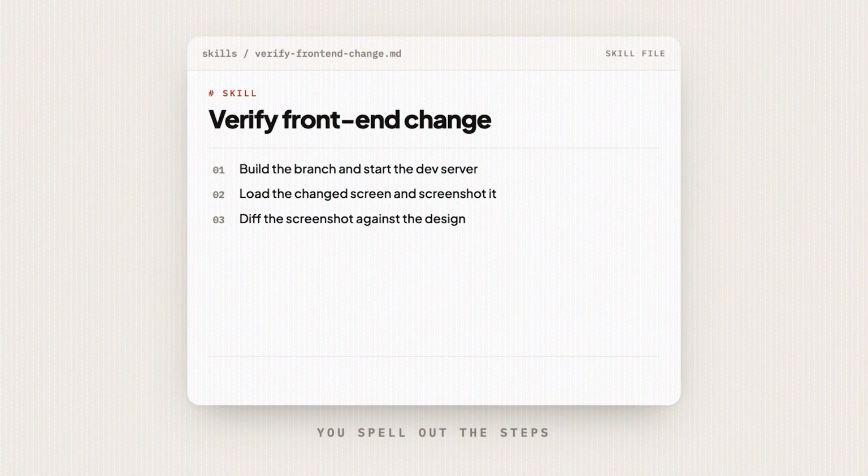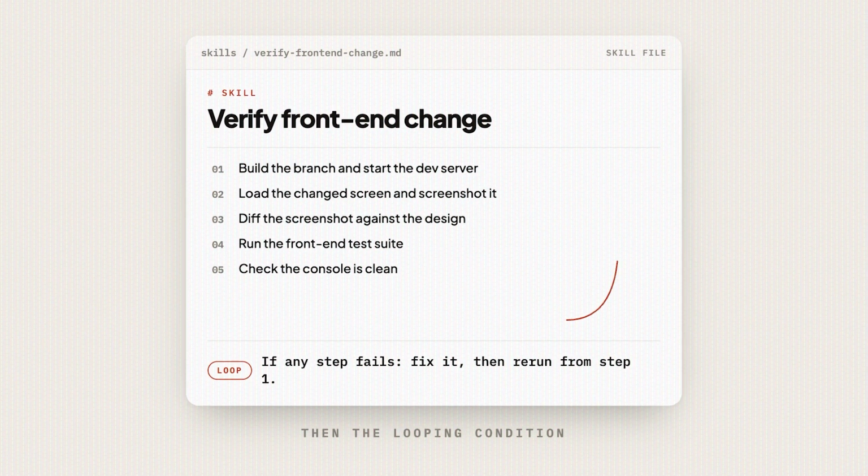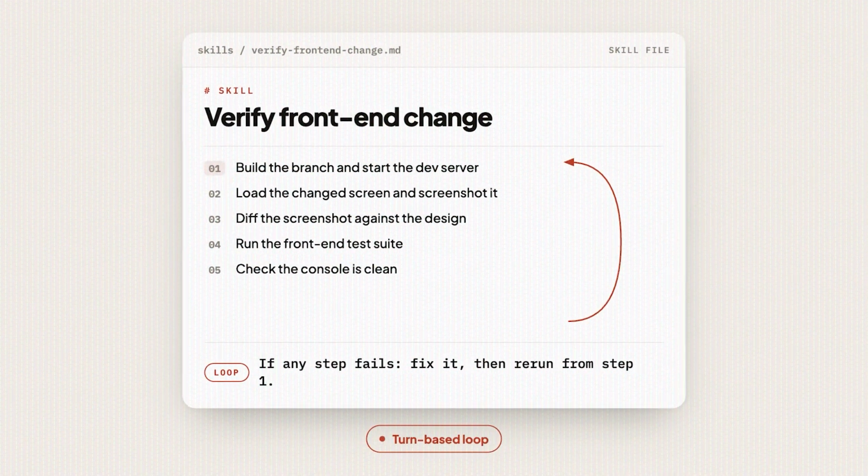So you write something like "verify the front end change," or you spell out the steps, and then at the bottom, you put the looping condition. If any step fails, fix it and rerun it from step 1, and that's it. This is a turn-based loop.